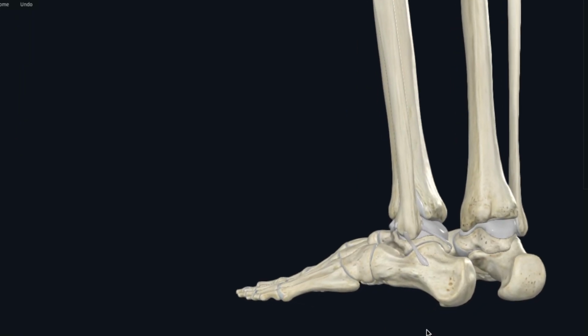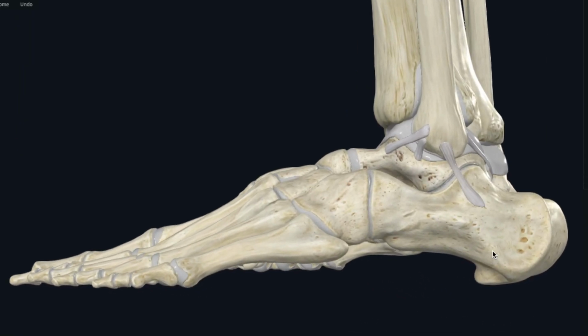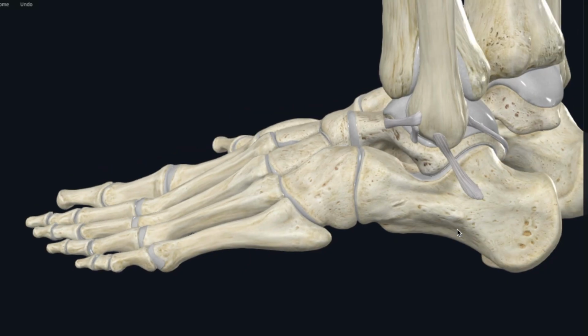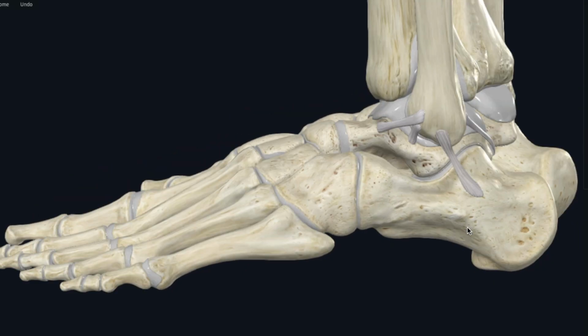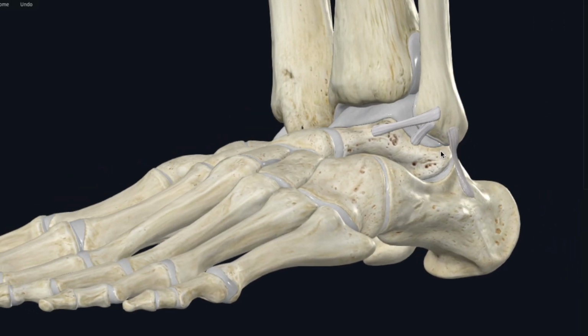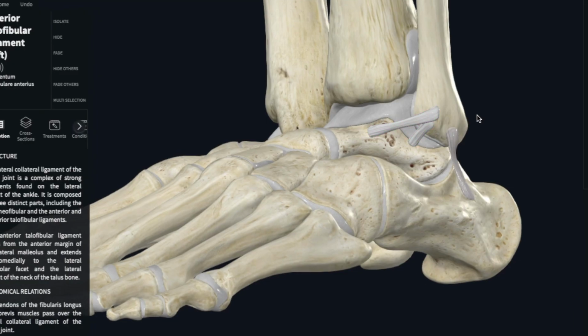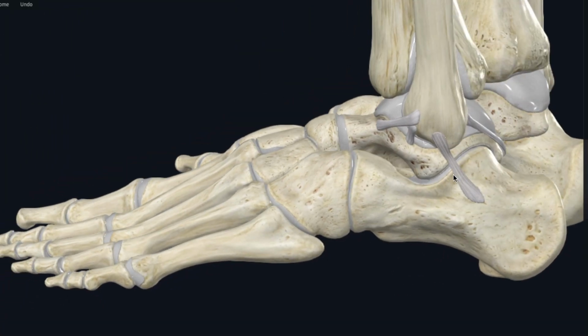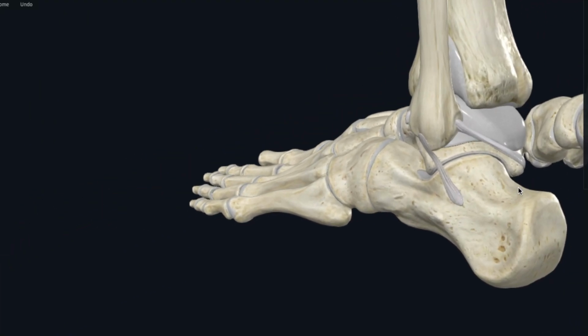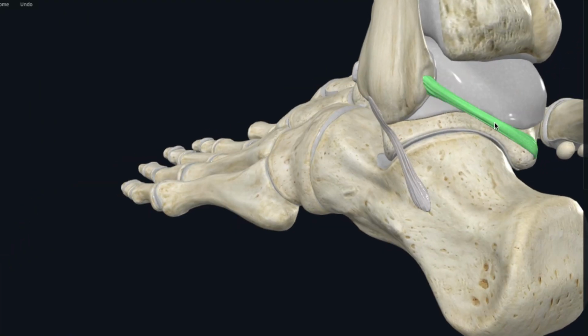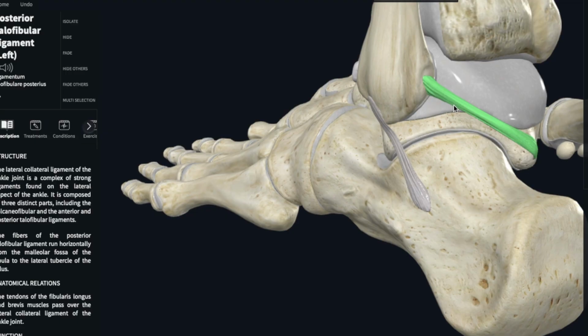If we take a look at our anatomical model here, we have a good view of the lateral ankle structures and the three key ligaments that make up this complex. More anteriorly, we have our anterior talofibular ligament, seen right here. This one is most commonly injured in lateral ankle sprains. Then we have our calcaneofibular ligament, seen right here. This one is the second most commonly injured. And finally, more posteriorly, we have our posterior talofibular ligament, seen behind here, and this is rarely injured unless it is a very severe ankle sprain.